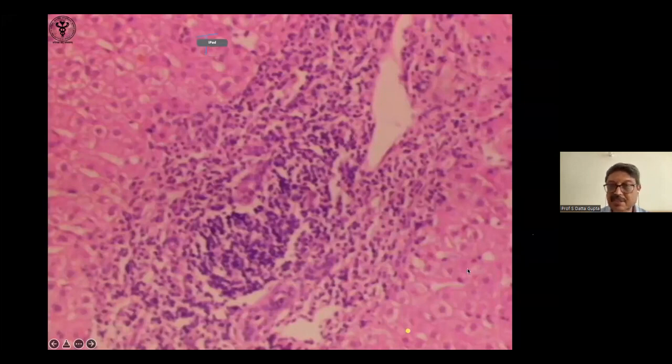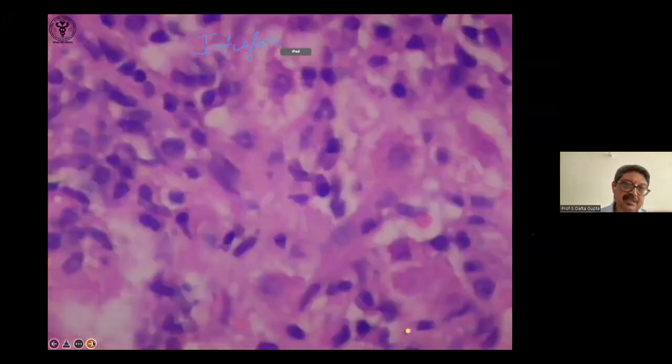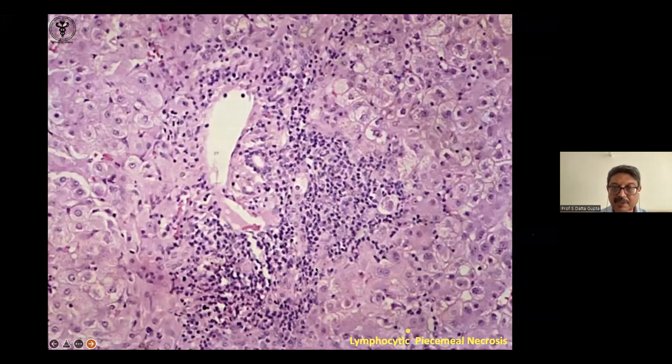This can be seen in several diseases, right? And you see this, this is at the border, all these lymphocytes, plasma cells going into this. This is a plasma cell, eccentric nuclei with a lightly pale colored region here. They're going into this, right? So this is interface hepatitis.